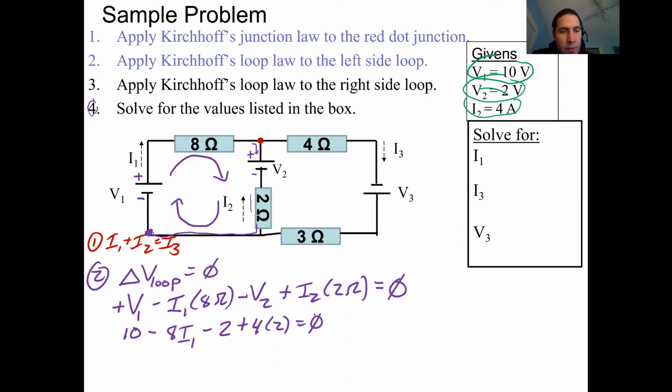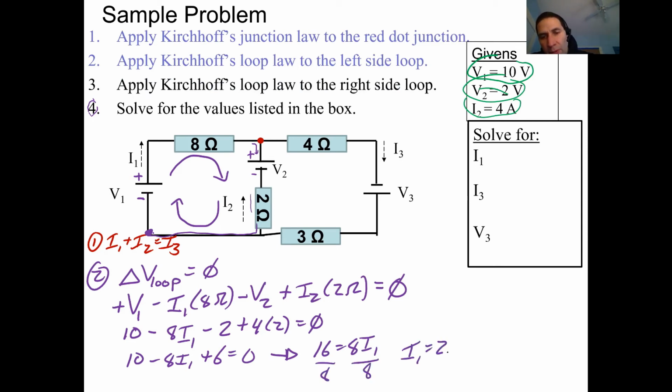Awesome. So what do I got here? I have 10 minus 8 I1 plus 6 equals 0. Okay, I can bring the 8 I1 to the other side, and I can basically get this to be 16 equals 8 I1. You can do it differently than I did it, but you should get the same answer. Eventually you get that I1 equals 2 amps. So I've solved. I've gotten that I1 equals 2 amps.